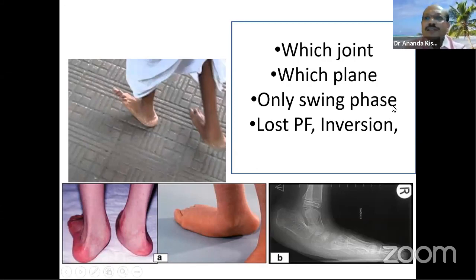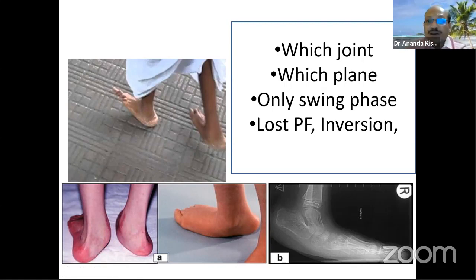See, you have to see whether only the swing phase is affected or the swing and stance both are affected. Why is it important? Because if the deformity is seen only during the swing phase, but it is corrected during the stance phase, that means it is not a rigid deformity, it is a flexible deformity. If it is seen in both phases, then it is a rigid deformity.